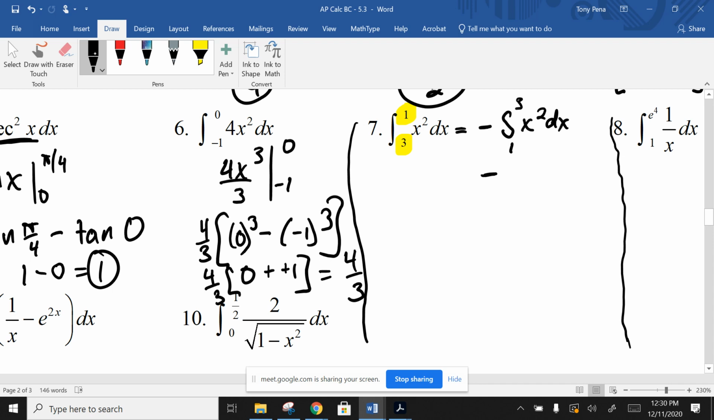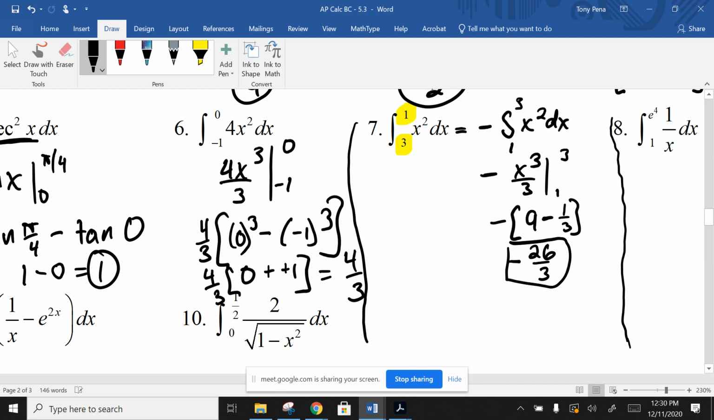So if we do that, now we just have this negative hanging out. We'll do our antiderivative from 1 to 3. I'm going to ignore the negative until the end. If I take my 3, I get 27/3, which is 9. I take my 1 and plug it in, that would give me a 1/3. What is that? 27/3. So we should get a negative. And then inside here would have been a negative 26/3. So that's our answer.